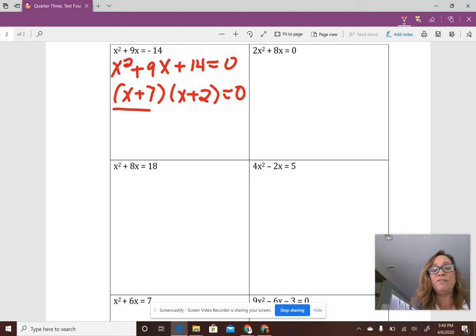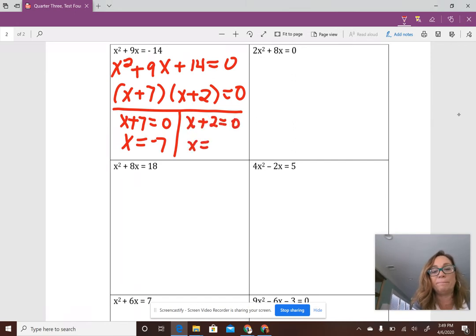Might not be your favorite method, and really just find your favorite and do it. I do remember some kids that always did the quadratic formula. It wasn't my personal choice, but hey, it worked for them. Okay, so you set your factors equal to 0 and you get x equals -7 and x equals -2.